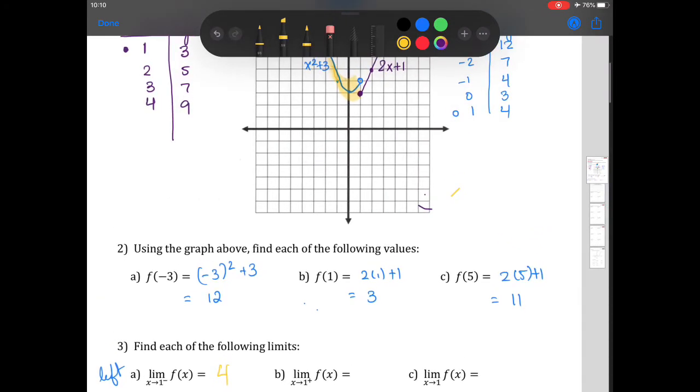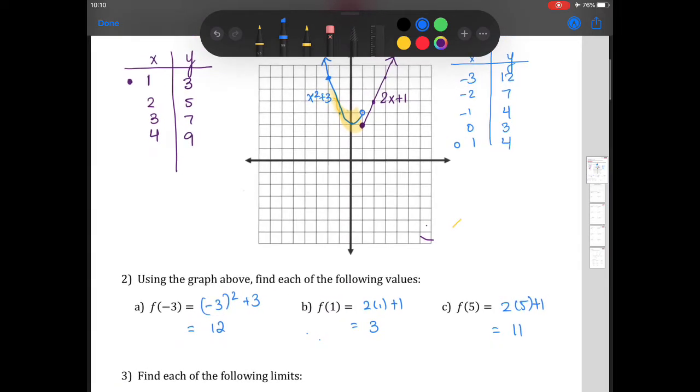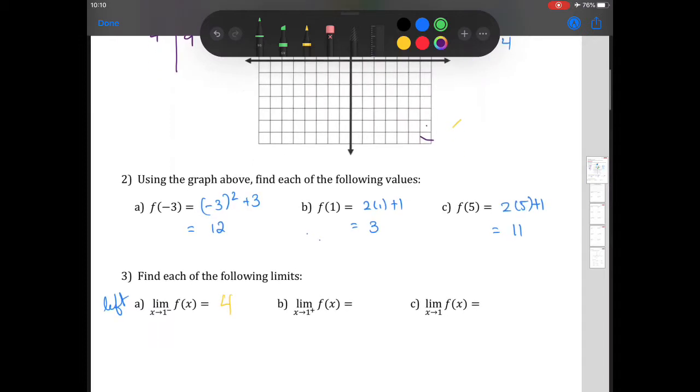And then as I'm approaching 1 from the right, what y value is that? It is that y value, which is 3, right? Are these two the same? They're not the same. We know that. So the limit as x approaches 1 of f of x does not exist because they're not the same. Okay, so that was our previous lessons.